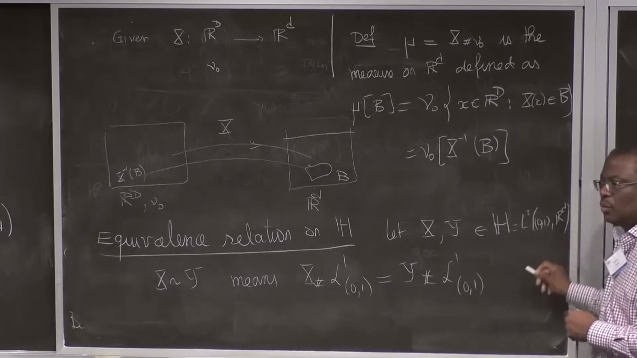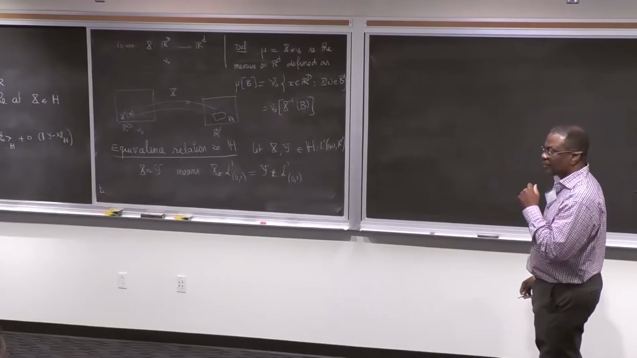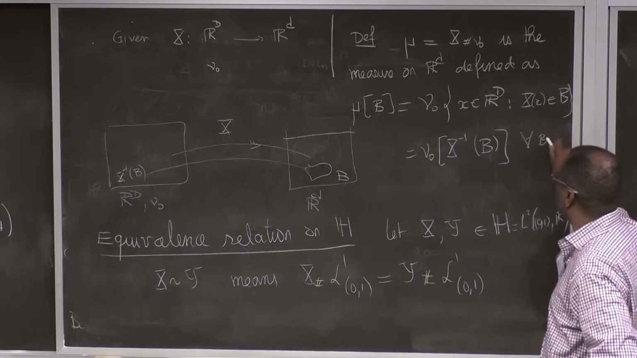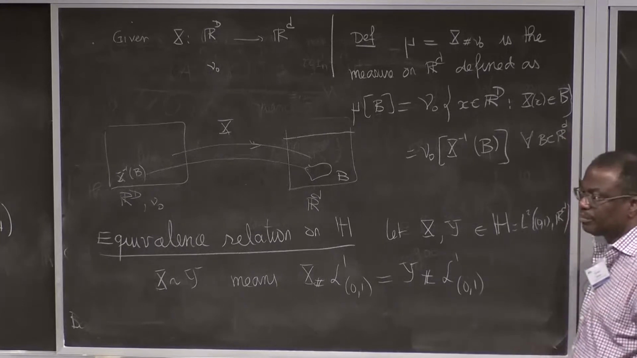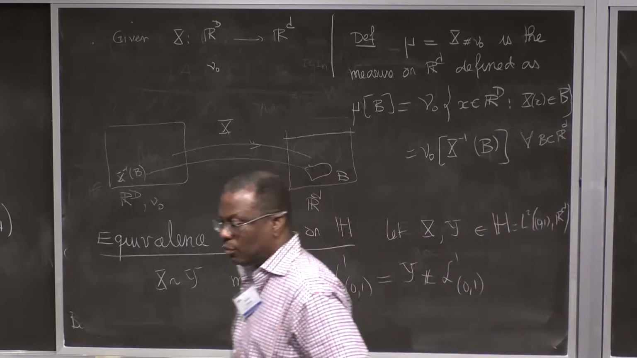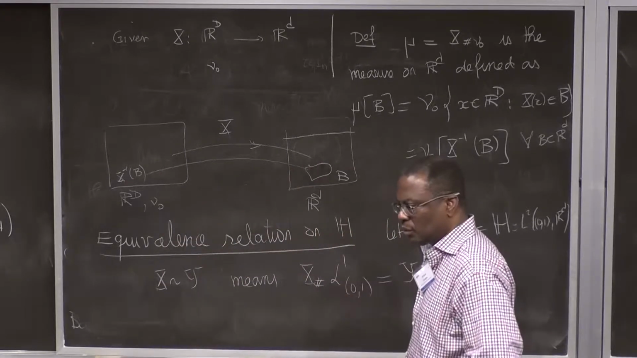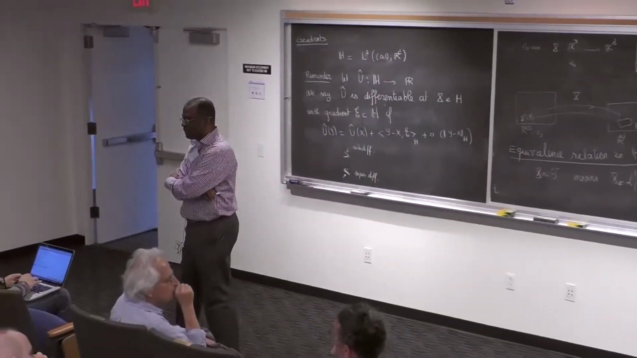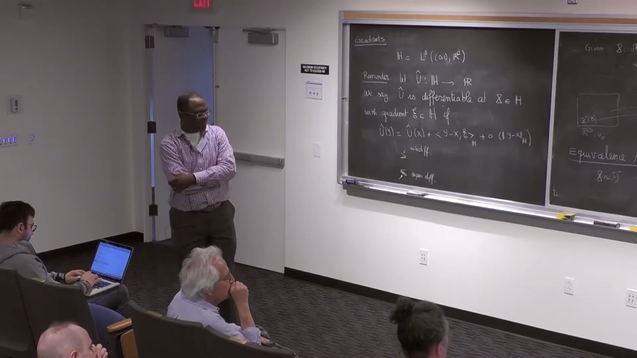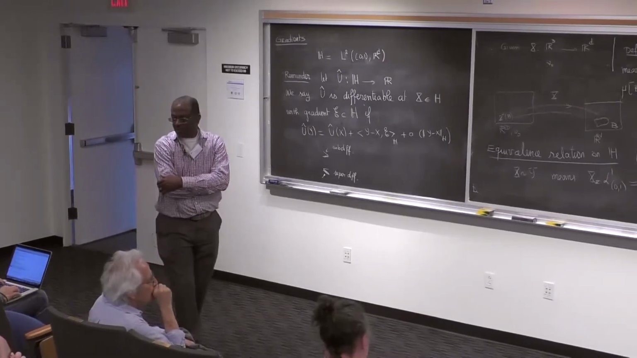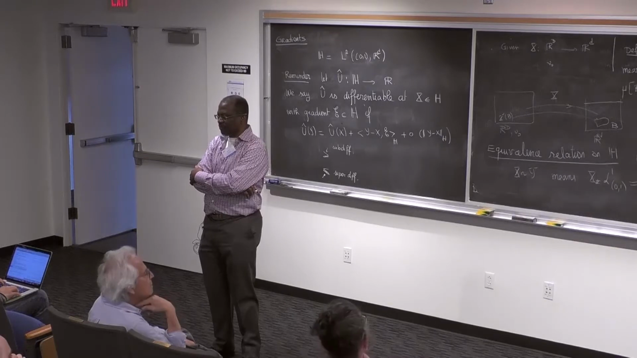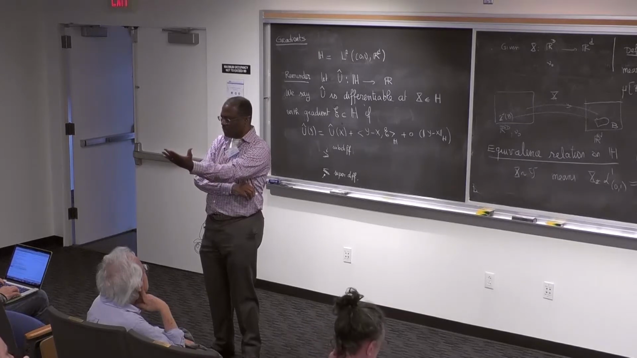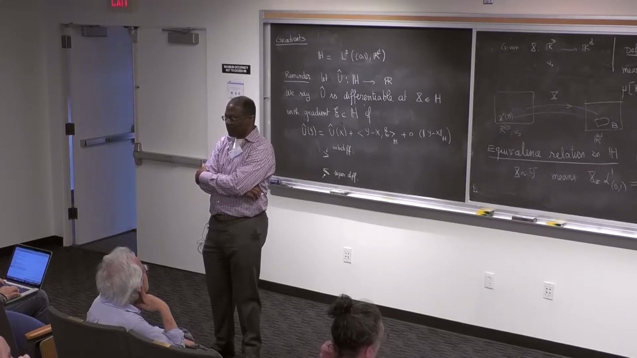And is it true for one set or for all subsets? Here, for all sets B, subsets of R^D. This is typically what happens in Lagrange coordinates. So X and Y are L2 functions from (0,1) to R^D. Yes. So they push the Lebesgue measure to R^D. All right.